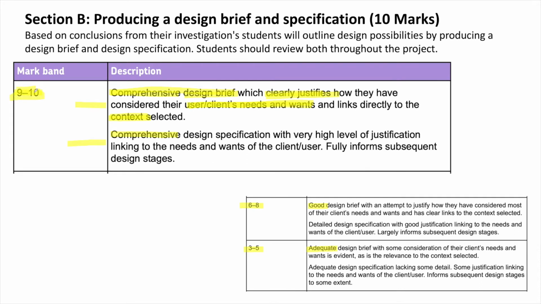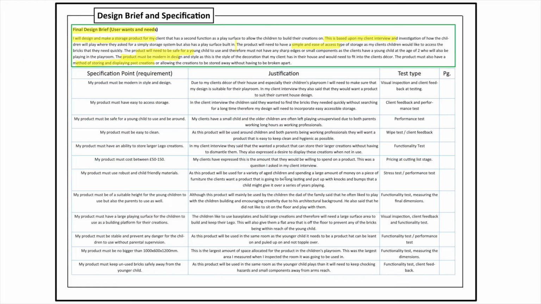Now, the design specification. A comprehensive one, again, needs to be detailed and thorough. A specification is like a success criteria or a list of wants and needs and demands that you think the product has to do or has to have. You've all written them before, but this time we need to make sure we're being thorough and detailed. But not just that, we need to have a high level of justification, and I need to link it to the needs and wants of the user. Really, really important. So again, let's go to my example.